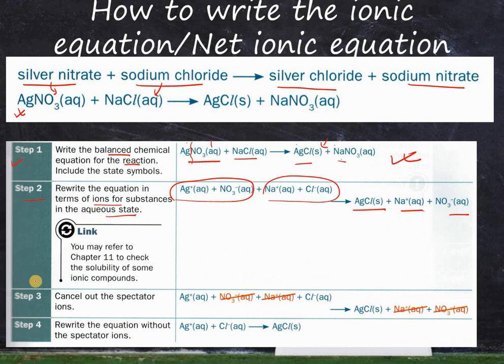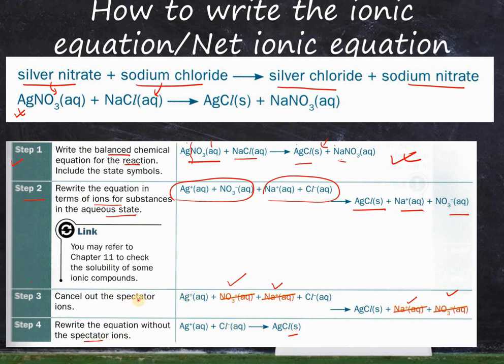Sodium nitrate, we are going to break apart into sodium ion and nitrate ion. Step number three, we are going to cancel out the ions which are common to both sides. So here NO3 is on this side, this side, so we cancel. Here you have sodium ion, this side also, we just cancel. Now whatever remains without the spectator ions, we just write it here.